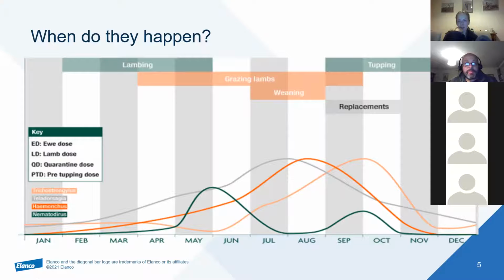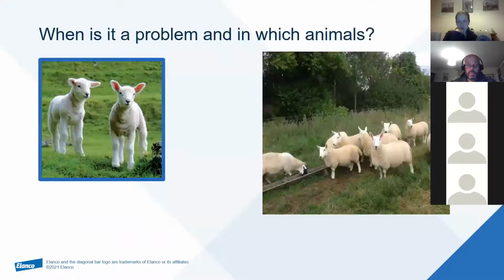So that's when they happen. Next, we want to start to look at when is it a problem and which animals are we going to have a problem in. So this is where I want you to start joining in a bit.